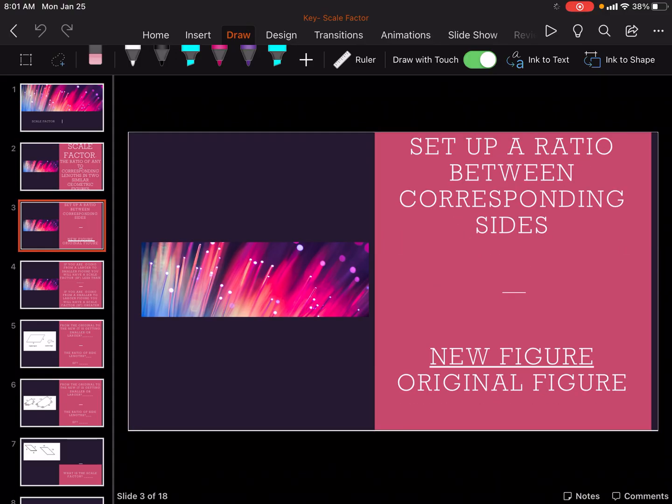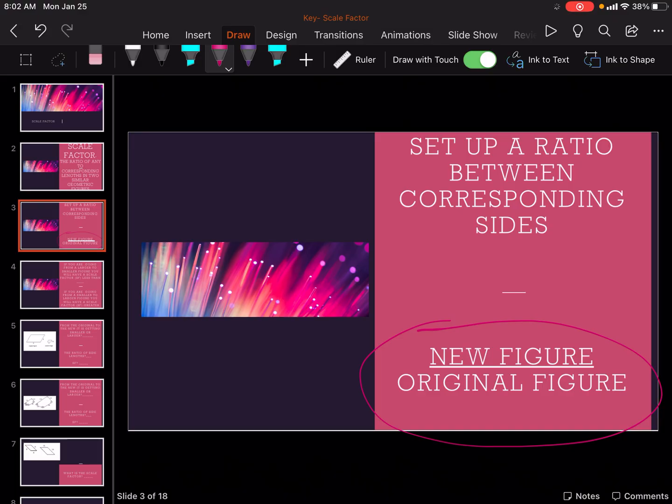So you're always going to set up a ratio between the corresponding sides. This right here is huge: the new length over the original length. New over original. Sometimes I like to write N over the OG. The new over the original, and then you just simplify it.